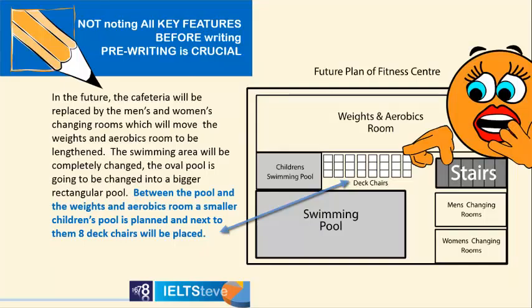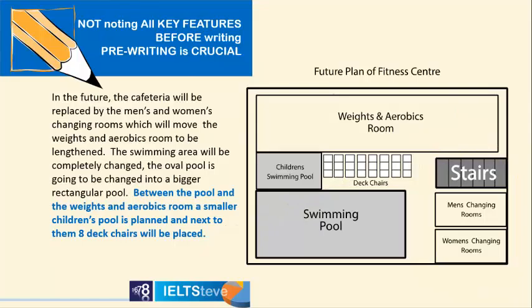So you must notice all the things, all the new things, all the changes, and don't forget things that stay the same as well. So quite often in a diagram, things will be the same. Make sure you mention that as well. Just, you can say it very simply. You know, this, for example, here you could mention the stairs. The stairs have not been changed.